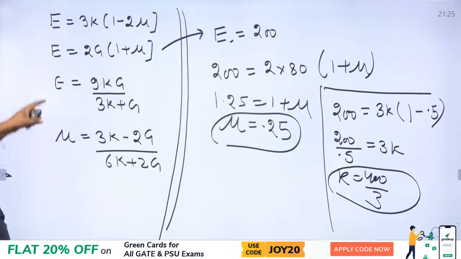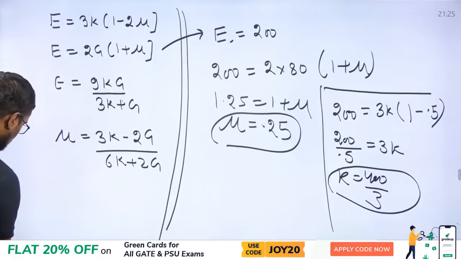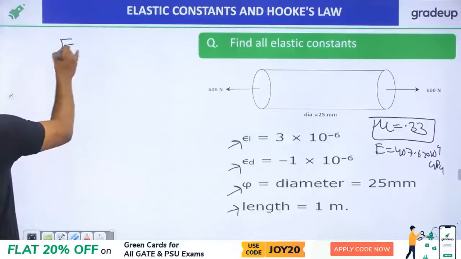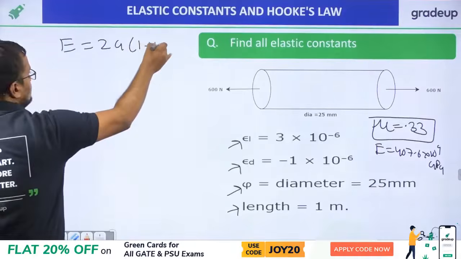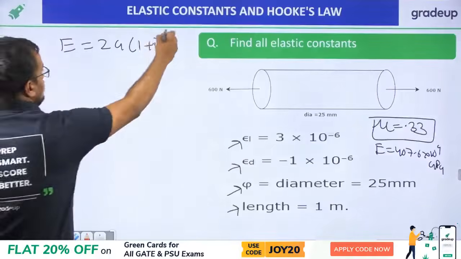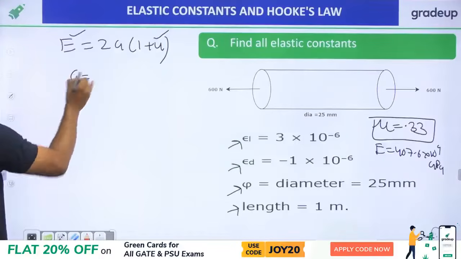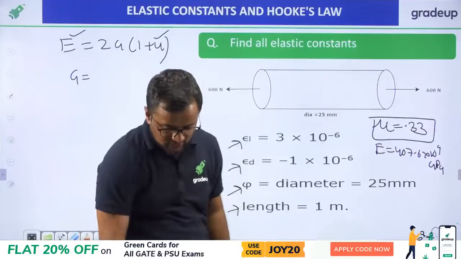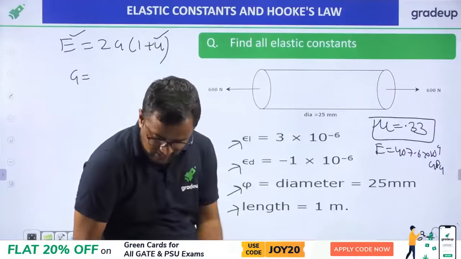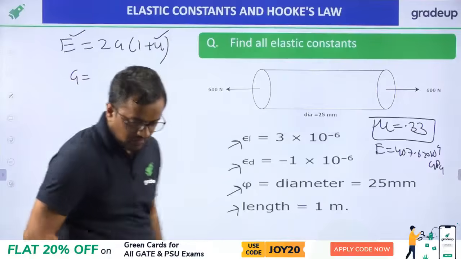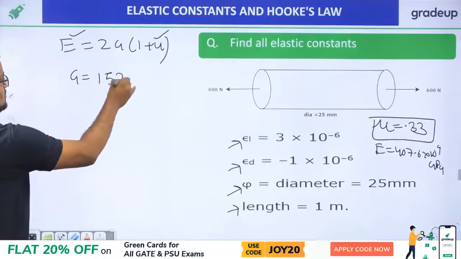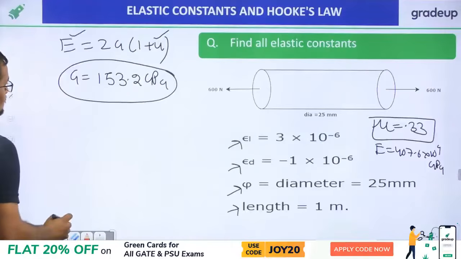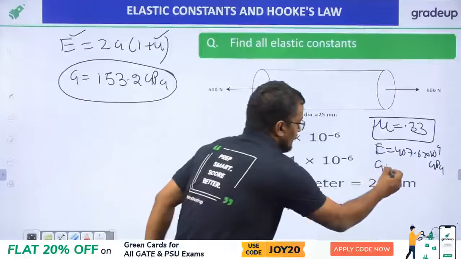See here, the relation is E is equal to 2G(1 plus mu). My friends, mu is already known, E is already known. Simply by putting this, you can find G. From here you will find G as, I think, 153.2 gigapascal. Please check it later on. I am not wasting time in calculation. Concepts are more important. E, G, mu are found; K is remaining.